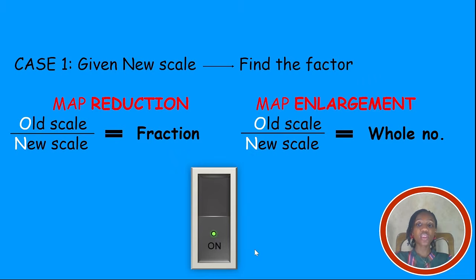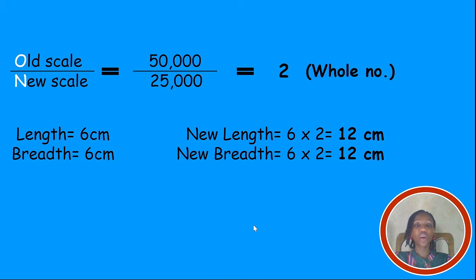Another thing to note is that when using the formula, ignore the 1 in the ratio because using it is going to give you the inverse of the correct answer, which is wrong. So now let's solve our question. Based on our calculation, after dividing 50,000 by 25,000, we got 2. That's a whole number, and that means that this is a map enlargement. So now we're enlarging the map by a factor of 2. As you can see, I ignored the 1 in the calculation.